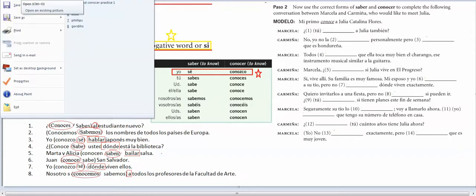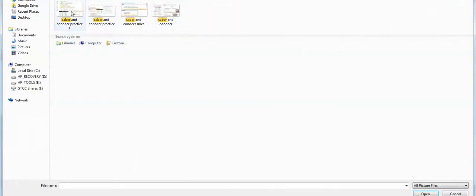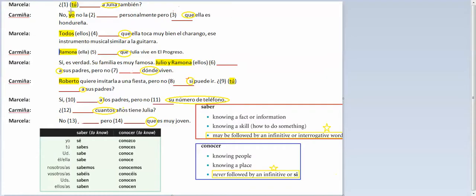Okay. Let's do another practice. This time we actually have to conjugate. There's a conversation going on between Marcela y Carmiña. Marcela says, tú blank a Julia también. So Marcela is asking if Carmina knows Julia as well. Again, you've got the personal a right here. So with having the personal a there, you are going to pick conocer.